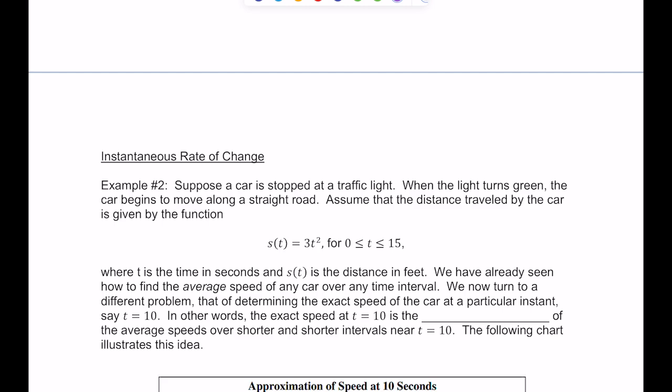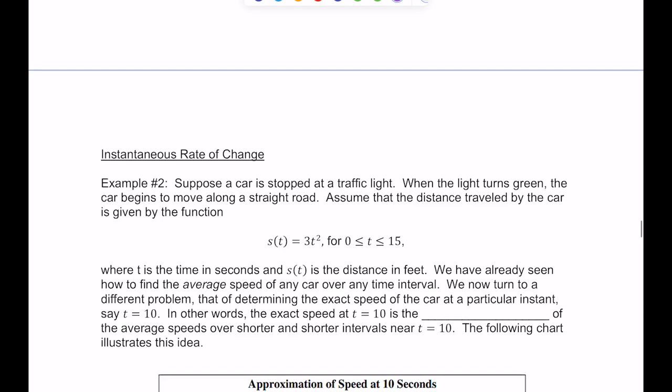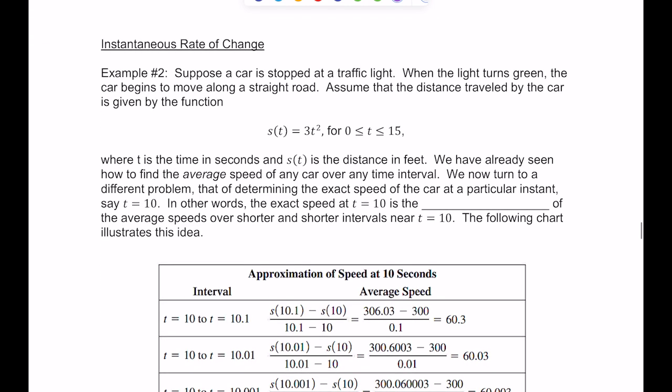So suppose a car is stopped at a traffic light. When the light turns green, the car begins to move along a straight road. Assume that the distance traveled by the car is given by the function s of t equals 3t squared, for 0 less than or equal to t less than or equal to 15, where t is the time in seconds and s of t is the distance in feet.